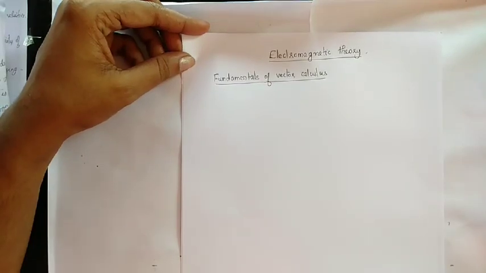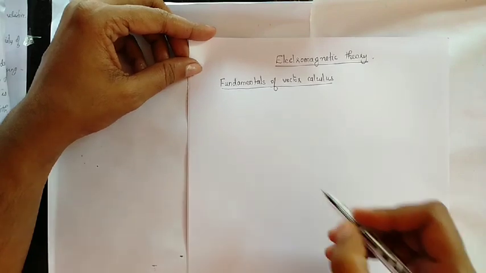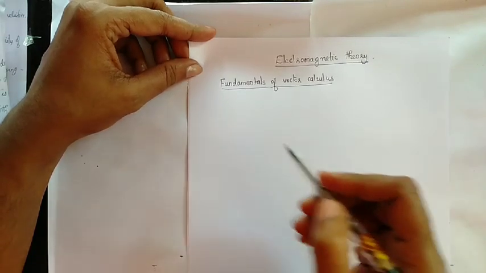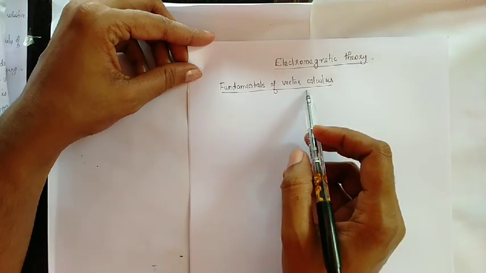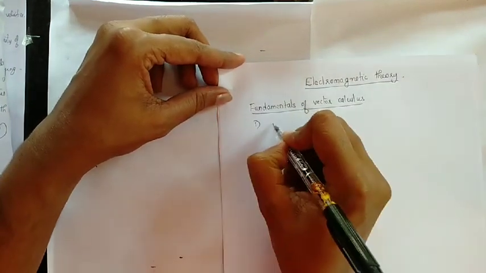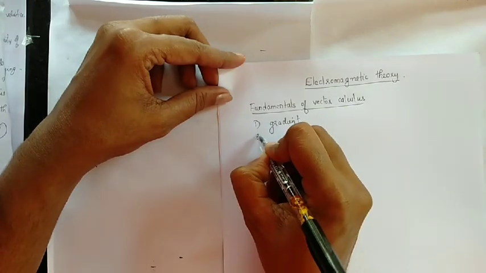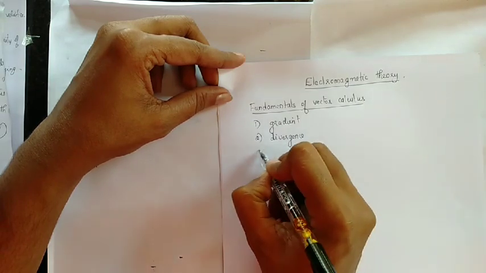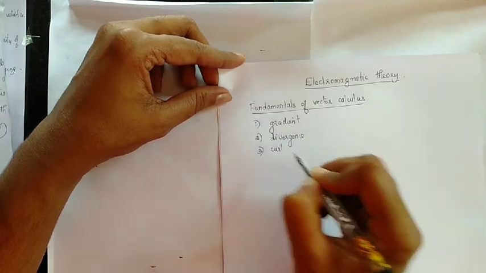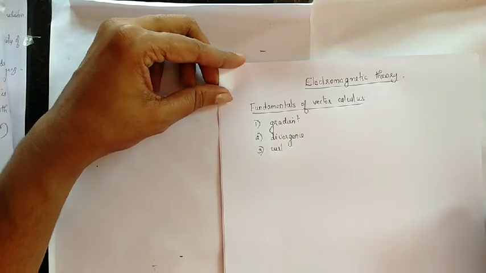Hi students, here we are moving on to the next section of module 4, that is electromagnetic theory. Now we have to discuss some of the fundamentals of vector calculus. Under this comes the concept of gradient and its physical significance, then divergence and its physical significance, then curl and its physical significance.